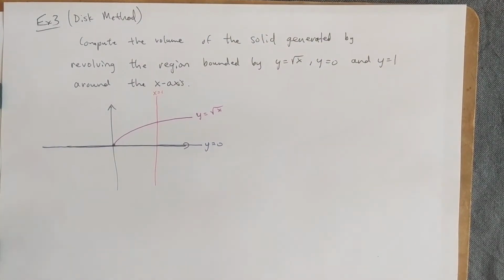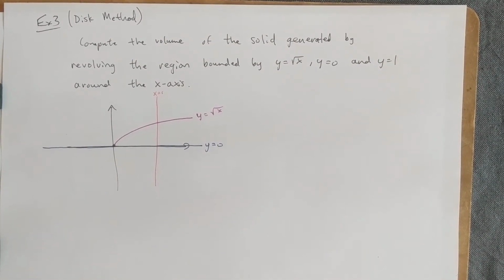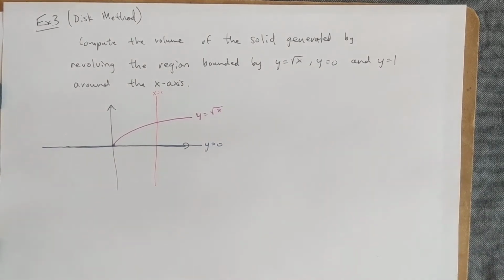All right, let's do example 3. This is commonly known as the disc method, and we'll see why. So all the next two examples are going to involve revolving some two-dimensional region around the x-axis.